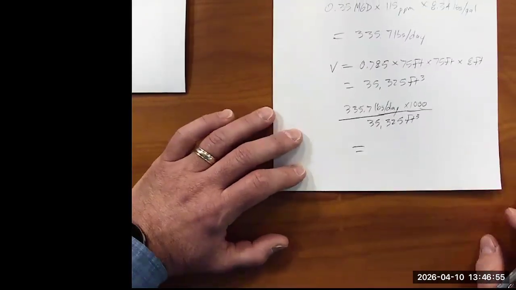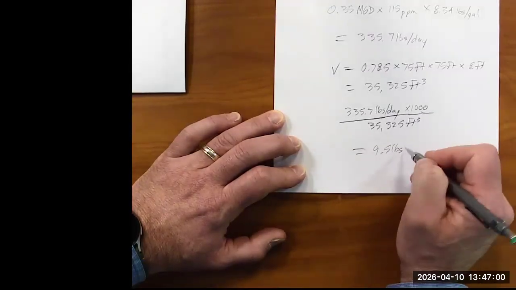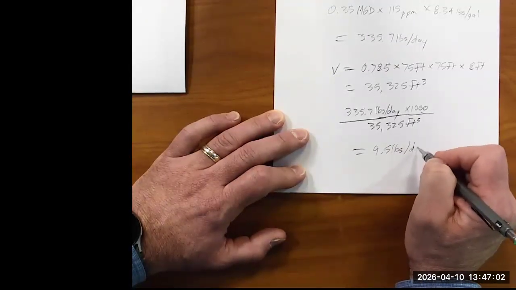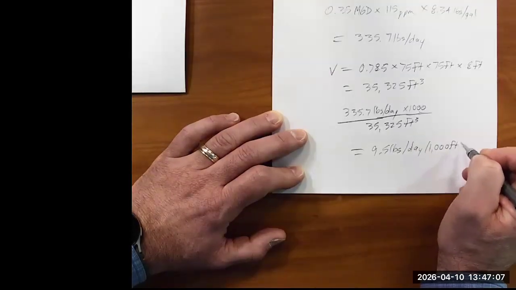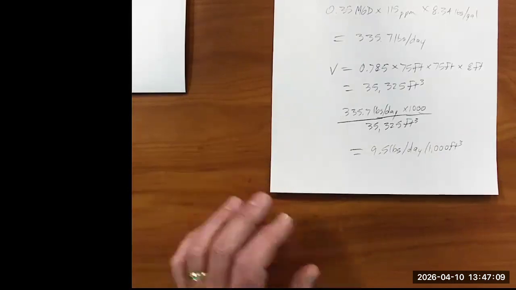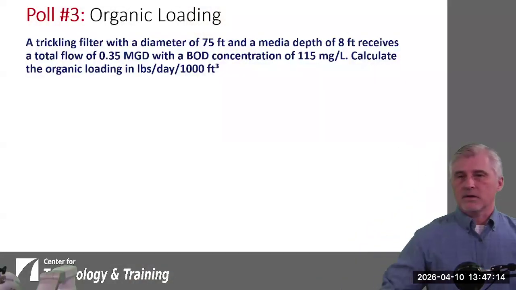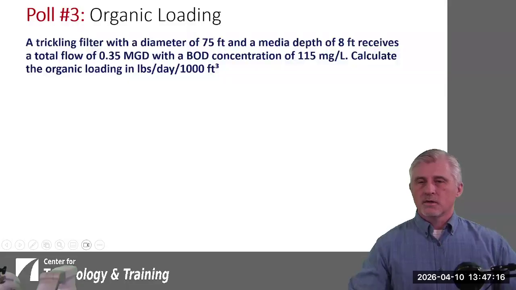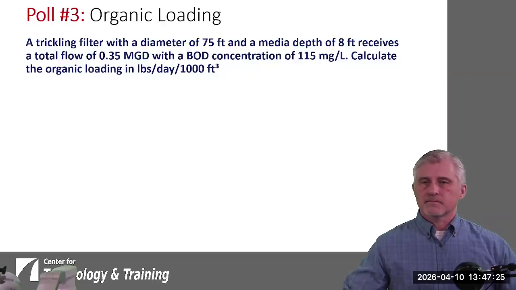Hopefully everybody can see that. And I come up with 9.5 pounds per day per 1,000 cubic feet. Okay, let's go to the poll, and I'll share the results of the poll. It looks like we have 71% of respondents said 9.5 pounds per day per 1,000 cubic feet. All right.